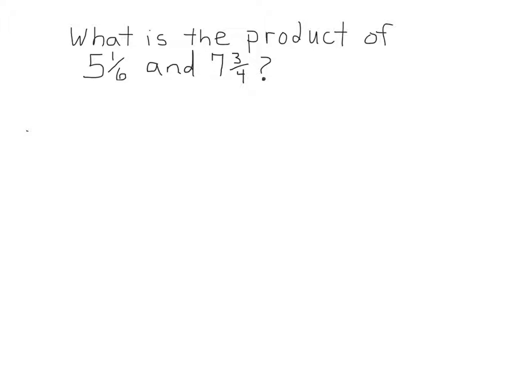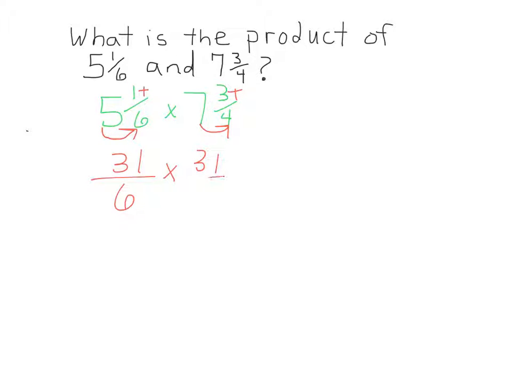What is the product of 5 1/6 and 7 3/4? So now we're multiplying mixed numbers. Before I can multiply mixed numbers, I need to turn them into improper fractions. So I'm going to do 5 times 6 is 30 plus the 1 up here, so I get 31 and keep the denominator of 6. So 5 1/6 is equal to 31/6 times 7 times 4 is 28 plus the 3 is 31/4.